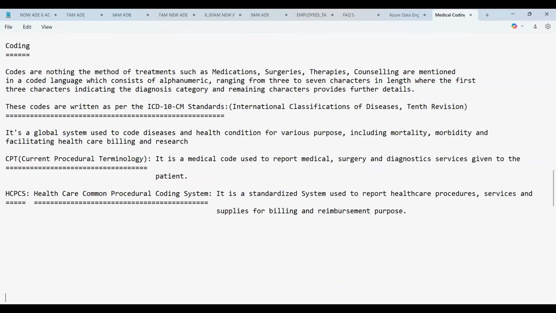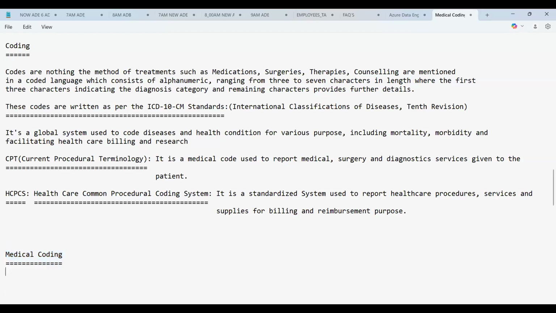And now, for reimbursement and passing that particular claim received from the patient to the insurance company, the insurance company requires this method of treatment in the form of medical coding. So that is the reason why we are here to write this medical coding.